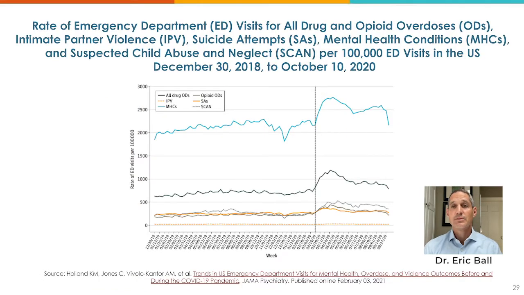Another study, which was published in February of 2021, looked at all sorts of mental health emergencies that were coming to emergency departments during the pandemic. These included drug and opioid overdoses, intimate partner violence, suicide attempt, and other mental health conditions. And what they showed was that there was a huge uptick in the amount of mental health ER visits, which started almost exactly when the lockdown began. And these have persisted up until today.